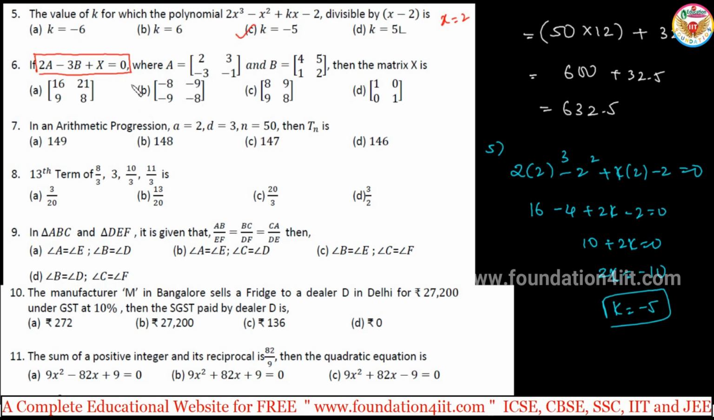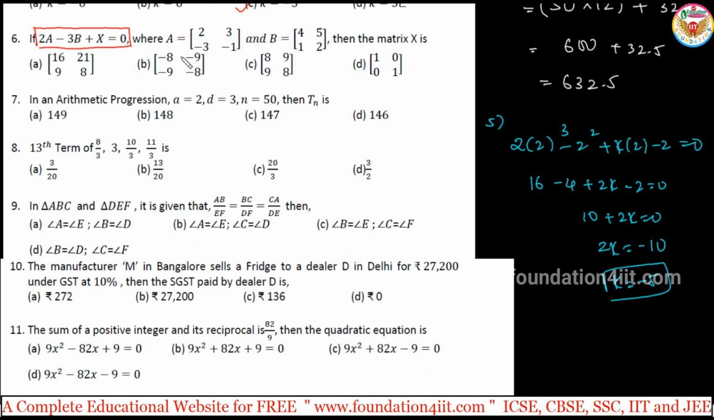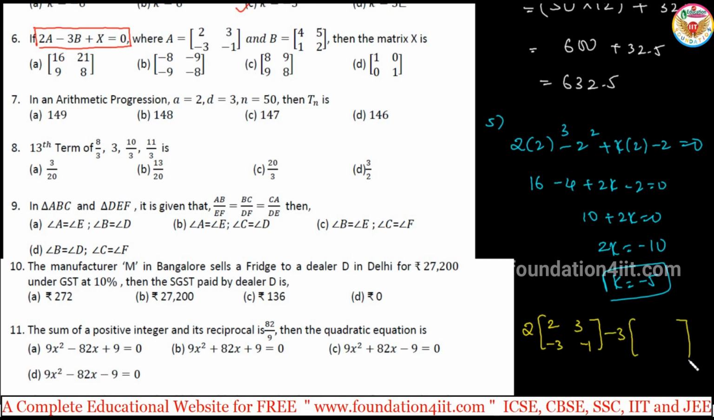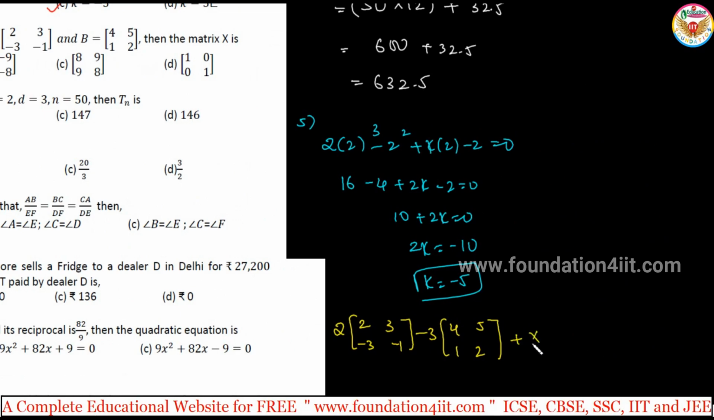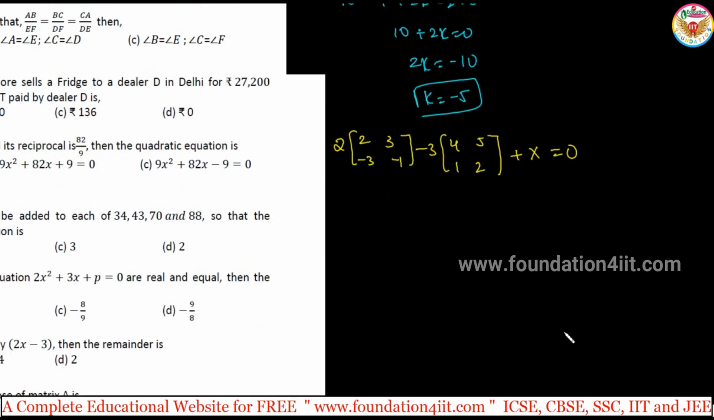So let us substitute directly in this. A is given as 2 3 minus 3 minus 1, B is 4 5 1 2. Substitute in this expression. So if you substitute, that is 2 into matrix A, A is 2 3 minus 3 minus 1, minus 3 into matrix B, the matrix B is 4 5 1 2, plus X is equal to 0. So this is the order now.